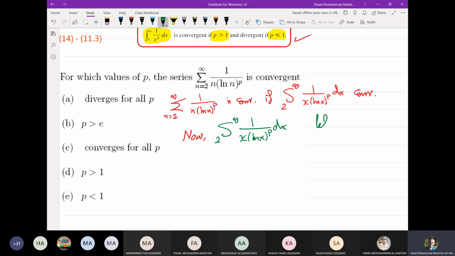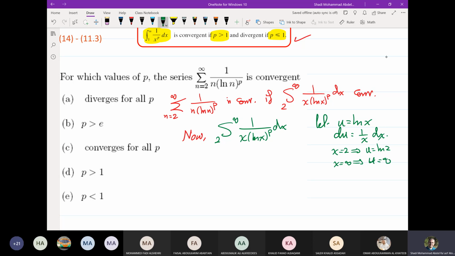If I suppose that u equals ln x, then du will be what? It will be 1 over x dx, which I already have. But suppose that I don't need to substitute back. So if x equals 2, this means u equals ln 2. And if x equals infinity, that means u will be ln infinity, which is also infinity.